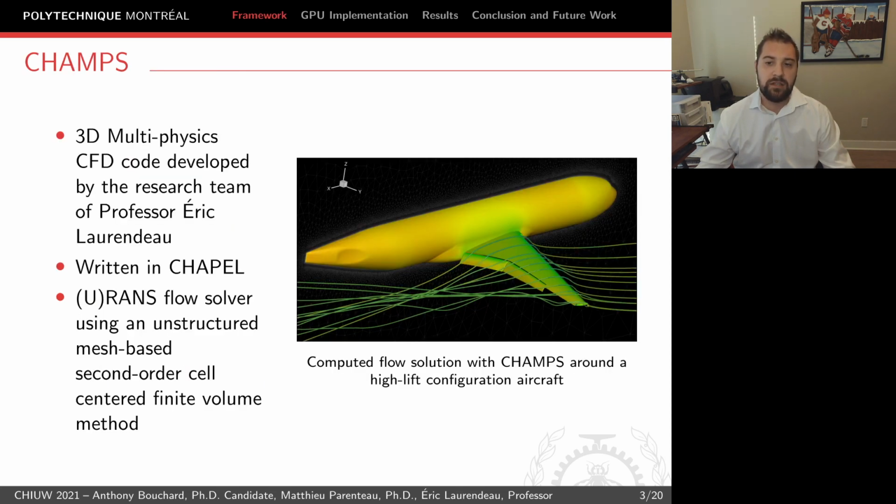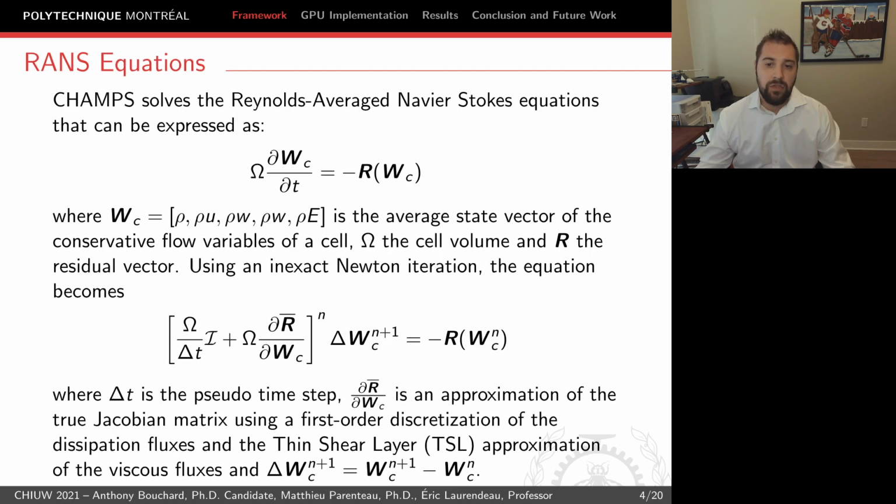The code used in this work is CHAMPS, a 3D multiphysics CFD code developed at Polytechnique Montreal by the research team of Professor Éric Laurendeau. The code is written in Chapel and solves the RANS equations using an unstructured, mesh-based, second-order cell-centered finite volume method. The governing equations can be expressed as we see here, and we use the inexact Newton iteration to solve the system. The linear solver solves for delta W in the second equation.